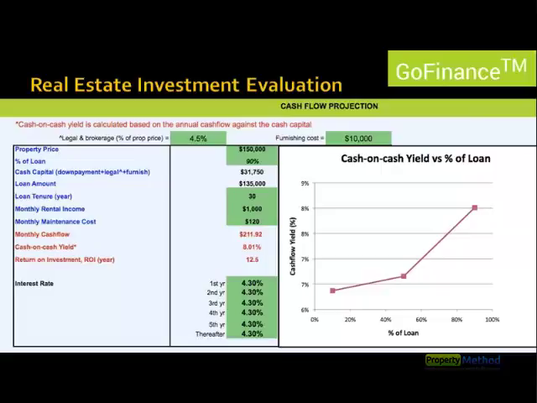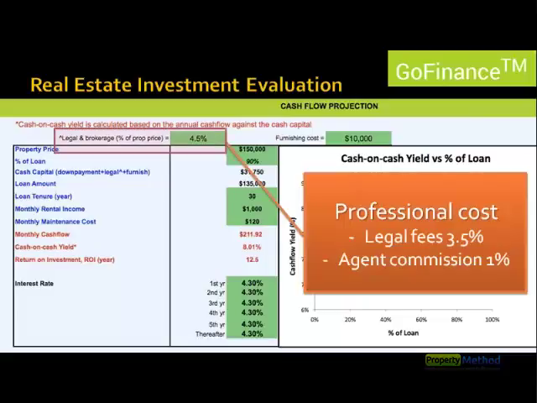So let's look at the meaning of each individual input of Gold Finance analysis, starting from the top of the spreadsheet. The first input is the professional cost. These are the professional fees that we are going to pay for our acquisition when we buy a property, which include the legal fees for transfer of ownership and the commission or brokerage fee for the real estate agent. It is a percentage of the property price.